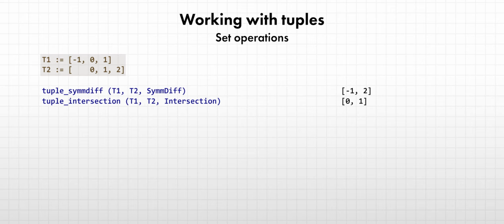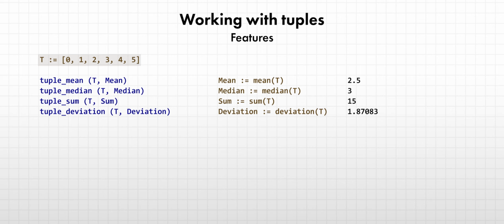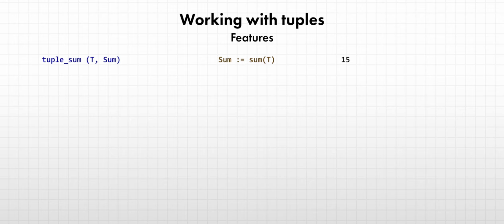To analyze tuples, HALCON also offers set operations, like the difference and the intersection of two tuples. Additionally, we can compute features of tuples, like the mean, median, sum, standard deviation, the maximum, or the length. Particularly note the inline operation for tuple length, which is the variable name in between vertical bars. This is common, for example, when using for loops. At this point, I'd also like to mention a not-so-obvious use for tuple sum.